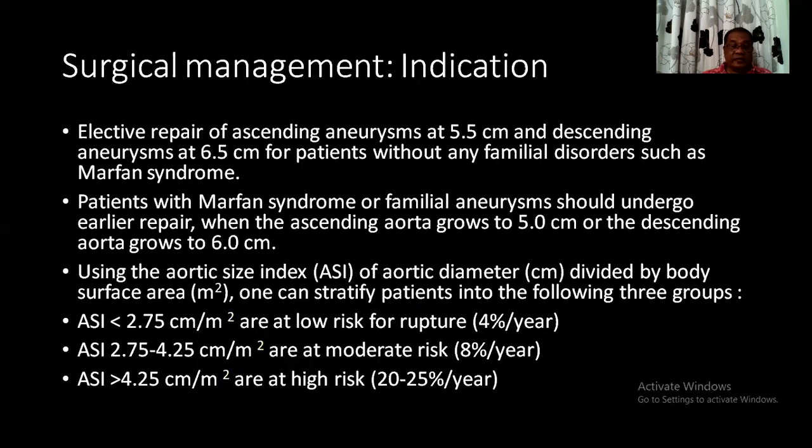ASI less than 2.75 centimeter per square meter is a low risk for rupture, 4% per year. ASI 2.75 to 4.25 centimeter per square meter of the body surface area is at moderate risk, that is 8% per year. ASI more than 4.25 centimeter per square meter is at high risk, that is 20 to 25% per year.